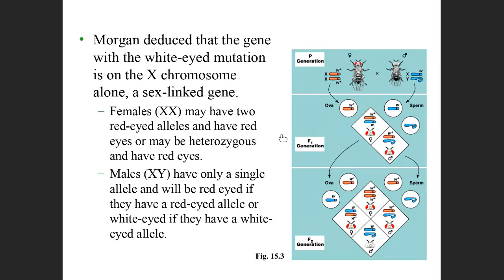And females are XX. They may have two of the red-eyed alleles and have red eyes, or they may be heterozygous with red eyes, right? Because we know that red eyes are dominant to white eyes. Males have only one X, therefore only one allele for eye color. If they have the red eye allele, they'll have red eyes. If they have the white eye allele, they have white eyes. Females can only have white eyes if they have two white-eyed alleles on two X chromosomes.